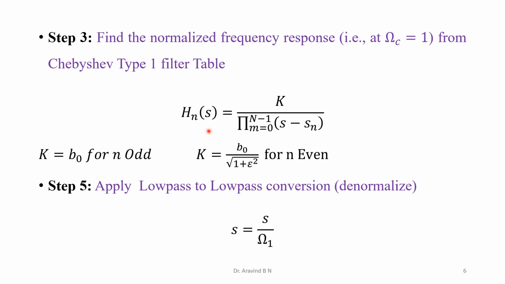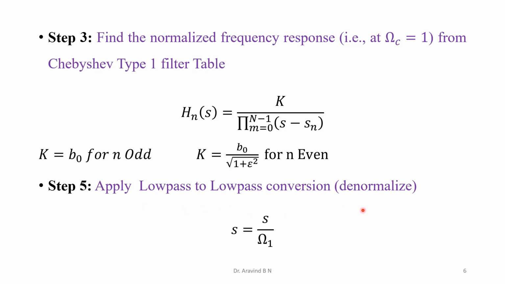To have a calculation based procedure, this is what we are going to make use of. And to calculate K, there are two cases. If the order is odd, then K is directly equal to B naught. If the order is even, then K is given by B naught divided by square root of 1 plus epsilon square.